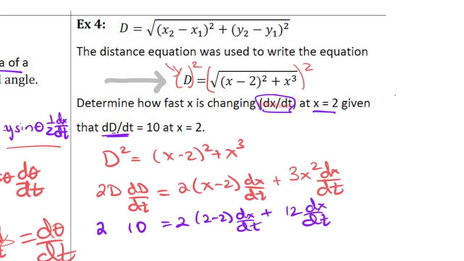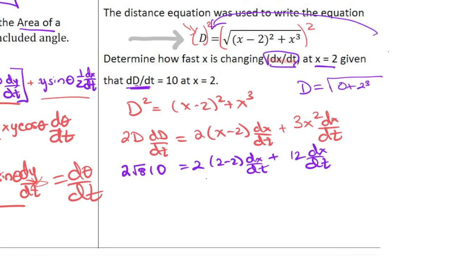But if we go back to our original problem, we can see d equals the square root of 2 minus 2 is 0, plus 2 cubed, which is going to be the square root of 8. All right, so now we know d is the square root of 8. Given that, we can find dx/dt. So we will have 40 root 2 divided by 12 equals dx/dt. And then, of course, we will reduce.